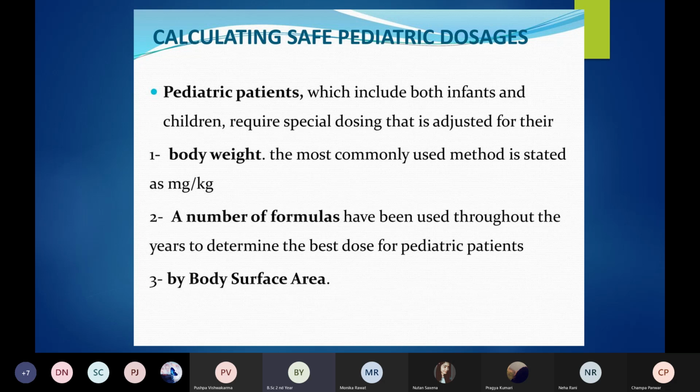Pediatric patients include both infants and children. Infants are basically below 12 months. Above 12 months, those who are 1 year, we consider as a baby. Infants are those in months, like 2 months, 3 months, 4 months, and children are above 1 year. So pediatric patients include both infants and children, and they require a special dose.